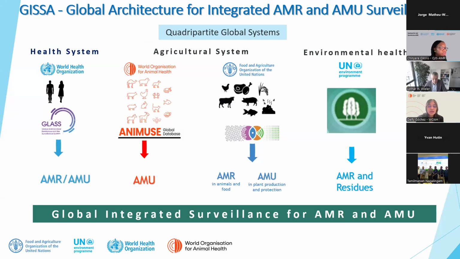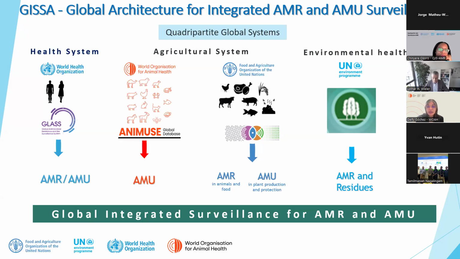Then you see in orange, from the Organization for Animal Health, WOAH, we are collecting antimicrobial use in animals. The next one is FAO through InFARM, which was established a couple of years ago. What they are collecting is AMR in animals and AMU in plant production and protection.